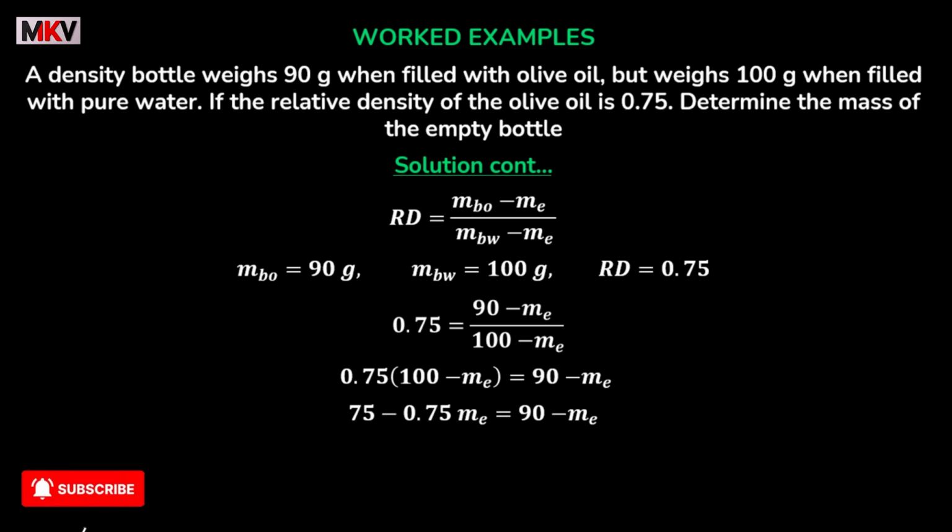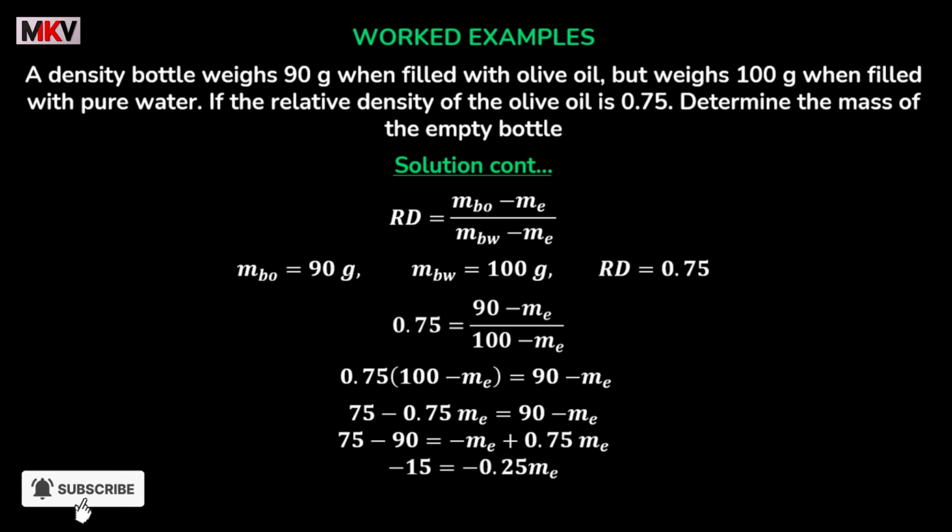ME will go to one side, then 75 and 90 will go to the other side of the equation. So we have 75 minus 90 is equal to minus ME plus 0.75 ME. We therefore divide through by the coefficient of ME, and we get ME equal to 60 grams. So the mass of the empty bottle is equal to 60 grams.